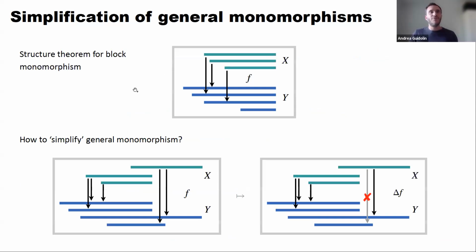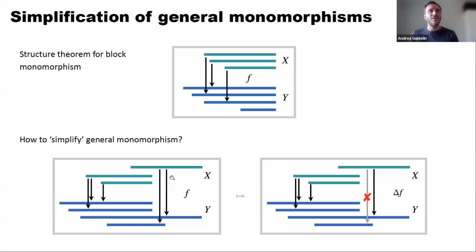So for these block monomorphisms where all the bars end at the same point, we have this structure theorem that we can use to define a matching. So our next goal is to simplify more general monomorphisms to also read out some matching between the bars. This is a picture of a more general monomorphism. And what we want to do is to simplify it. And we will do it in a way that actually changes the morphism. We will obtain a morphism that is different and usually not isomorphic to the original one.